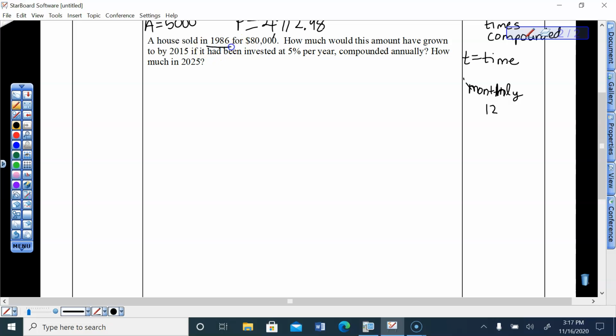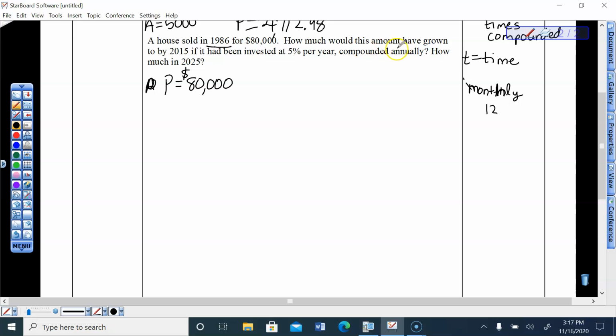That was a long time ago, for $80,000. How much would this amount, $80,000, have grown to by 2015 if it had been invested at 5% per year, compounded annually, and how much in 2025? So we have some different times. So let's unpack that. Here's our initial amount. Sorry, let me call that the principal. We have $80,000. That's how much we're going to invest.